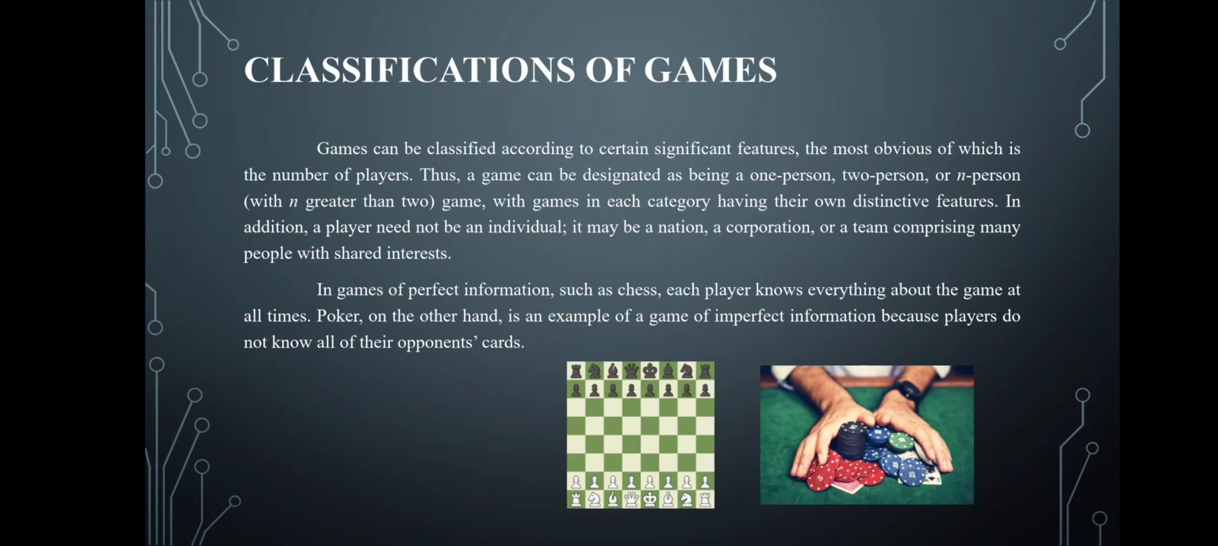In games of perfect information, such as chess, each player knows everything about the game at all times. Poker, on the other hand, is an example of a game of imperfect information because players do not know all of their opponents' cards. So the first image is chess and the second image is poker.